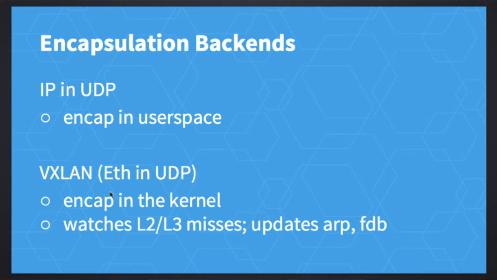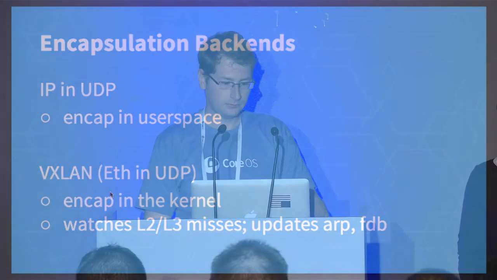Okay, so that's how the subnet allocation works, but now we actually have to do the forwarding plane. We have to forward the packets from one host to the other. And we have a variety of techniques to do that. We are calling them backends. So the first two techniques use encapsulation. This is kind of what I talked about a few slides back.